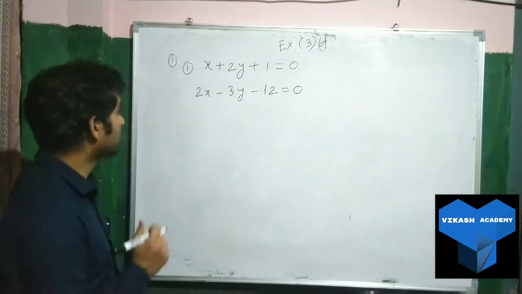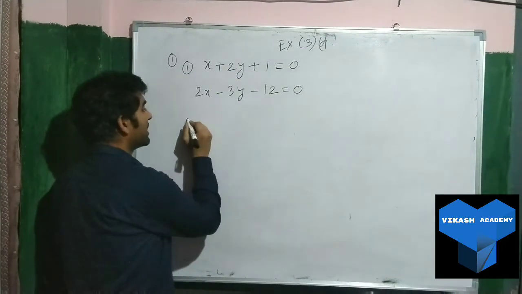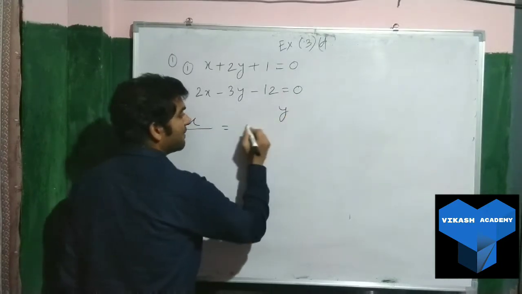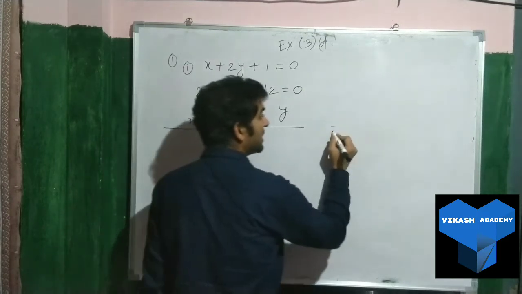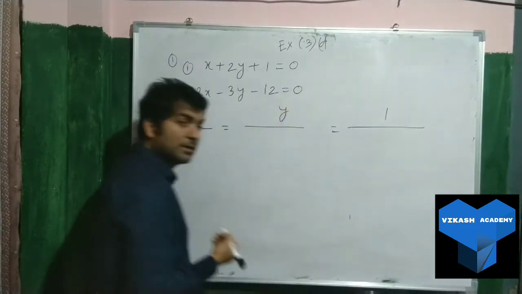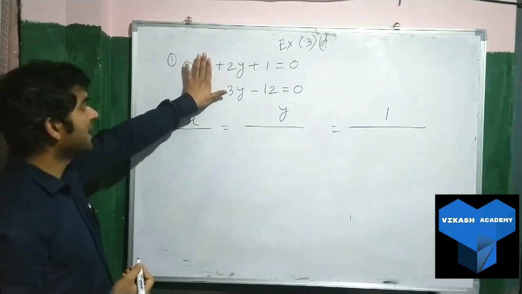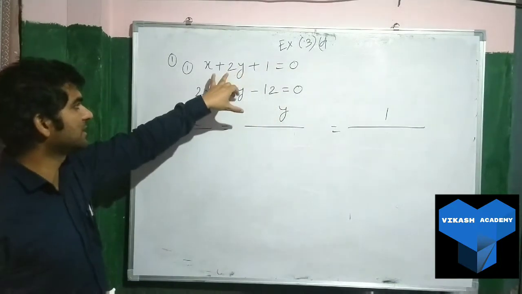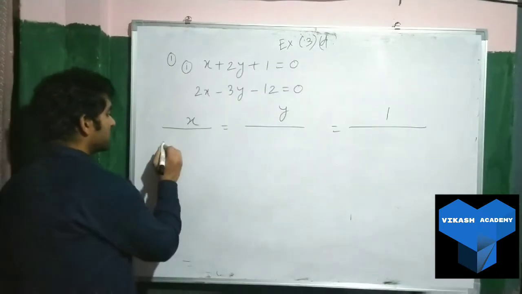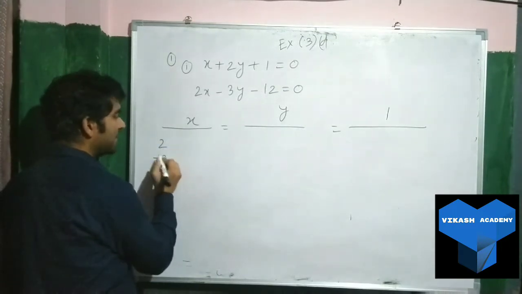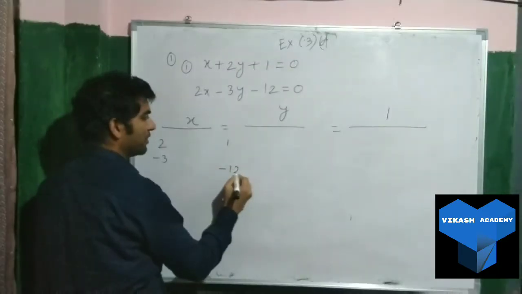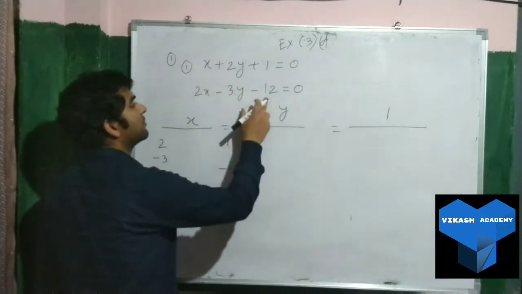So what is the step for solving this one? I already said, you will first write x, then the equal sign, then y, then the equal sign. Here you will write 1. Then what is the next step? For x, you will take the coefficients of y and the constants c1 and c2. So write down the coefficients here, 2 and minus 3. Next, the constants, 1 and minus 12.